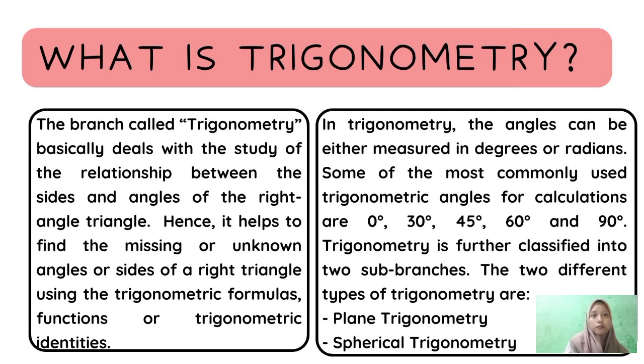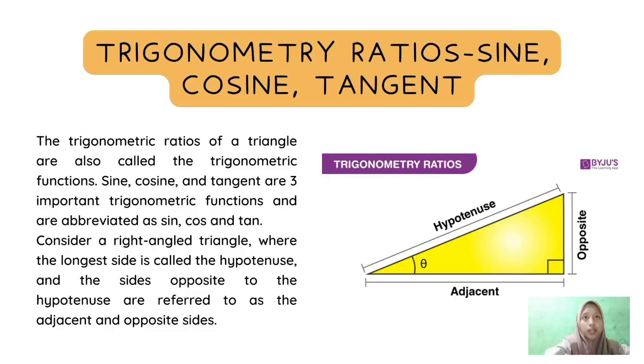Trigonometry is further classified into two sub-branches. The two different types of trigonometry are plane trigonometry and spherical trigonometry. Next, trigonometry ratios: sine, cosine, and tangent. The trigonometric ratios of a triangle are also called the trigonometric functions. Sine, cosine, and tangent are three important trigonometric functions and are abbreviated as sin, cos, and tan. Let us see how these ratios or functions are evaluated in the case of a right-angled triangle.